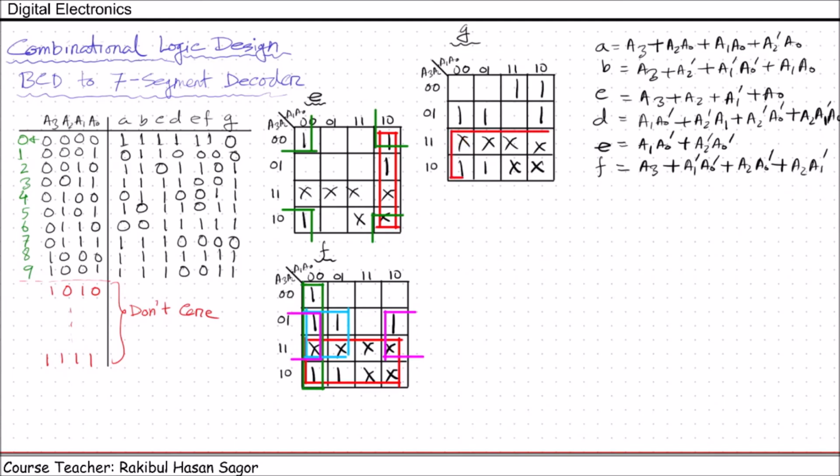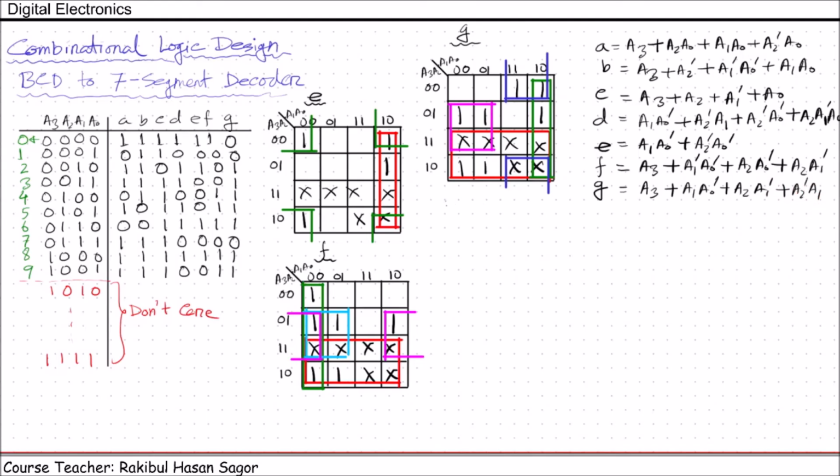We can take 8 adjacent cells. For this, we can take 4. For this, we can take these 4 adjacent cells. Finally, we can take these 4 adjacent cells. Now, the simplified function of G can be written as A3 plus A1 A0 prime plus A2 A1 prime plus A2 prime A1.